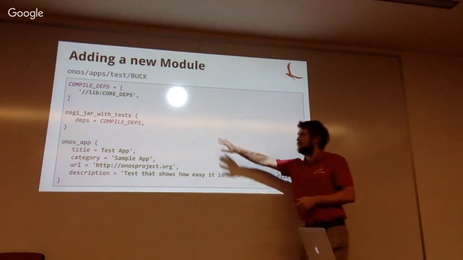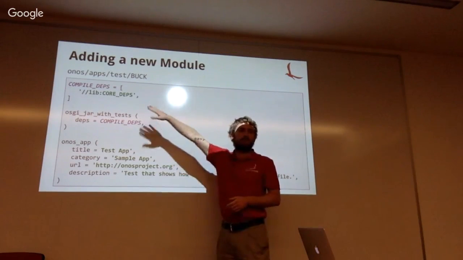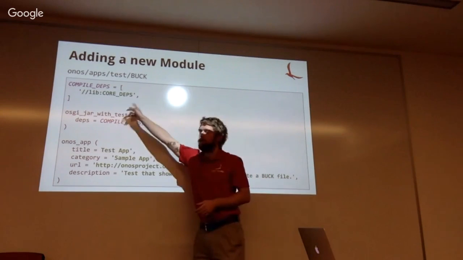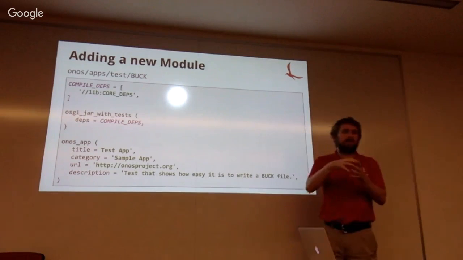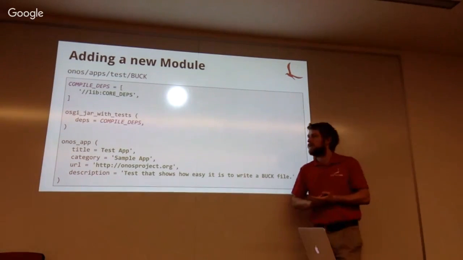It's got a list of dependencies. So this is the list of default dependencies that I alluded to. It's actually just a library that consolidates a lot of the dependencies that are already going to be made available by ONOS in the Carafe environment.